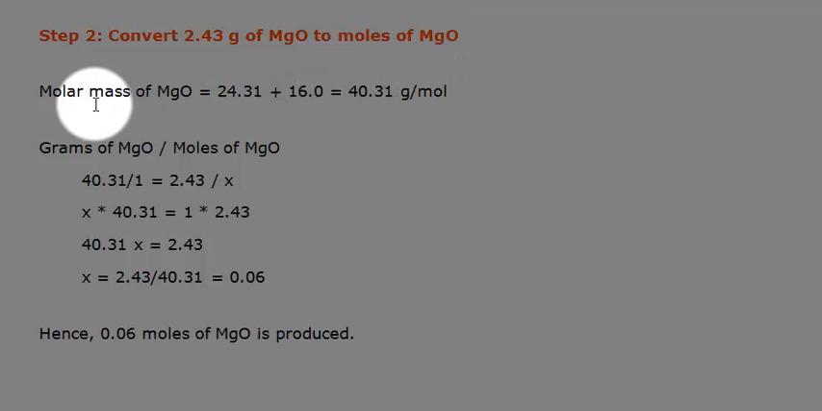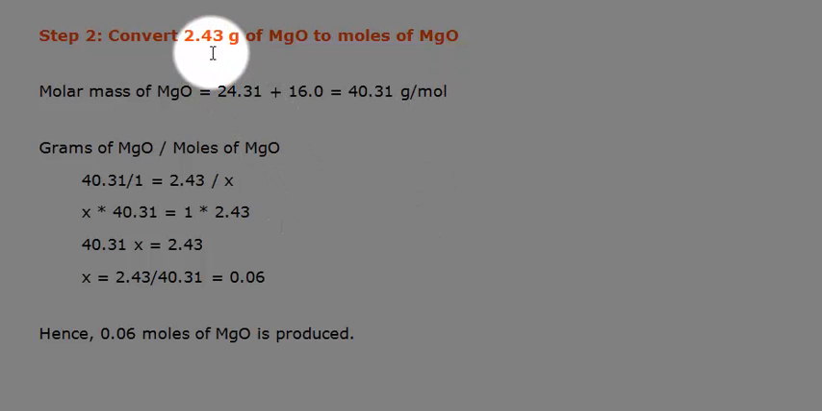Now we need to use the periodic table to determine the molar mass of magnesium oxide. Using the periodic table, the relative atomic mass of magnesium is 24.31 and the relative atomic mass of oxygen is 16.00. So the molar mass of magnesium oxide equals 24.31 plus 16.00 equals 40.31 grams per mole.